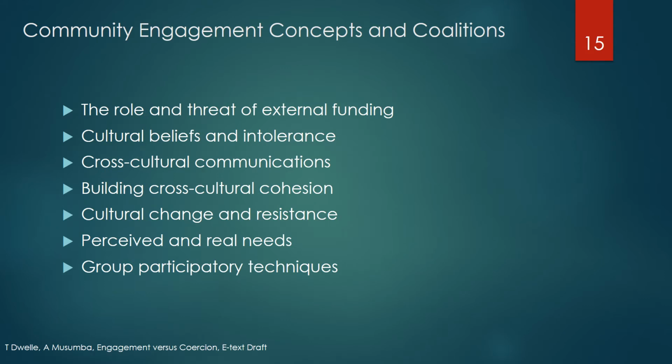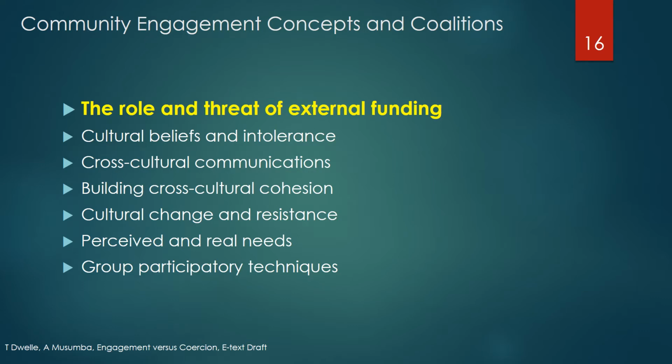Let's review a few basic community engagement concepts that apply to effective coalition building, including the role and threat of external funding, cultural beliefs and intolerance, cross-cultural communications, building cross-cultural cohesion, cultural change and resistance, perceived needs and real needs, and group participatory techniques. Let's start with the role and threat of external funding.